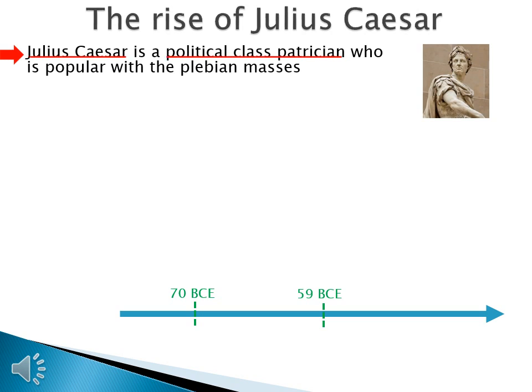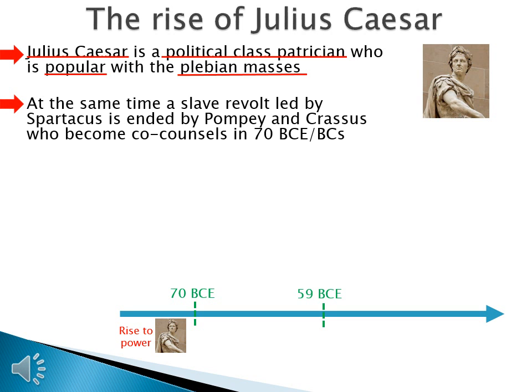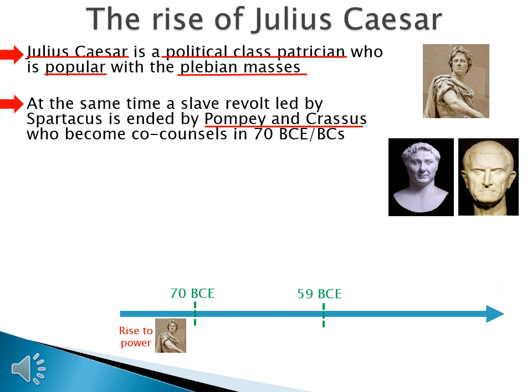Julius Caesar is a political class patrician who is popular with the plebeian masses. In other words, he's a government patrician and he's saying things that are helping him rise to power, using the plebeians as his strength. At the same time, a slave revolt led by Spartacus is ended by Pompey and Crassus, who become co-consul in 70 BCE.